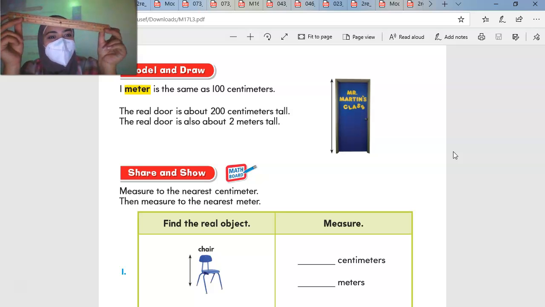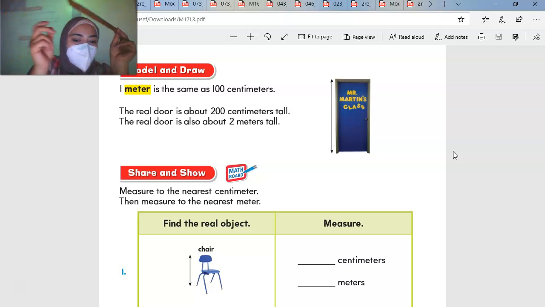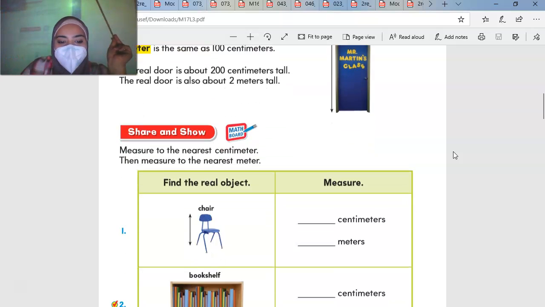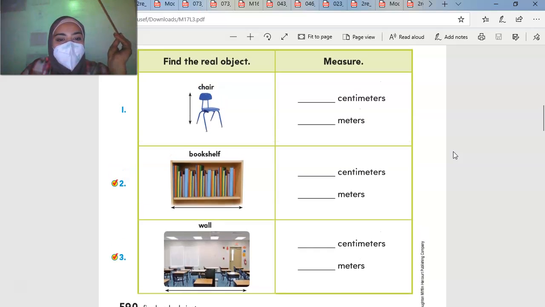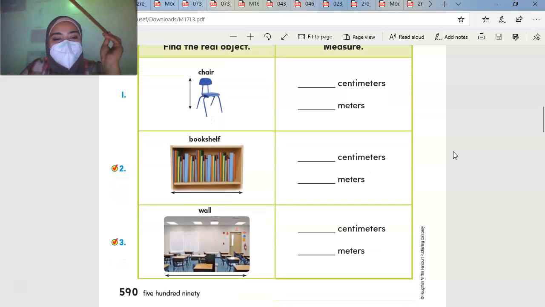Okay? So what you're going to do is measure our chair, bookshelf, and any wall in the classroom. At home, you guys are going to measure a chair, a bookshelf, and any wall at your house. I'll give you time to go do that. You can pause the video now.